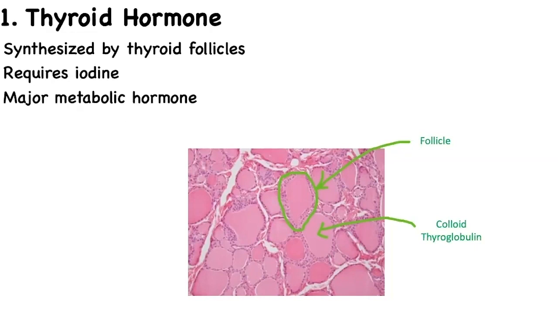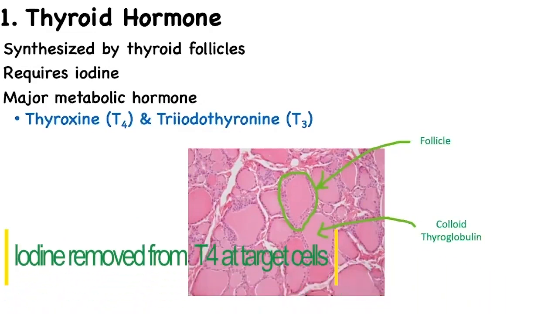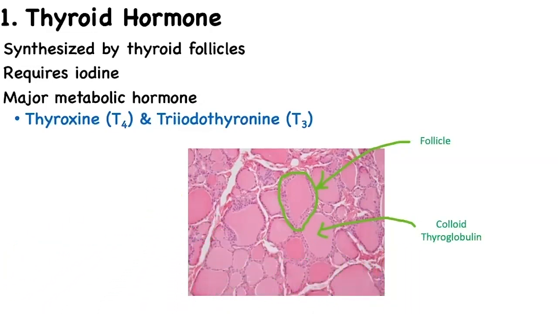Synthesis of thyroid hormone requires iodine, which must be included in your diet. This is your body's major metabolic hormone, and there are two types of thyroid hormone: thyroxine, or T4, and triiodothyronine, or T3. The 4 and the 3 represent the number of iodines bound to each one of these hormones. Follicular cells release primarily thyroxine, but at the cells, thyroxine is usually converted into T3. Most body cells have receptors for thyroid hormone.